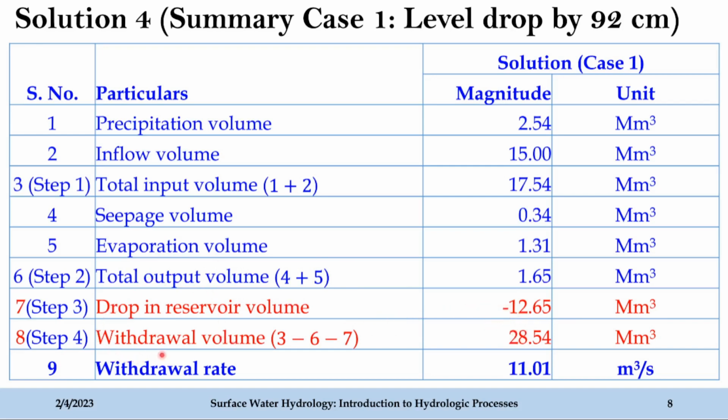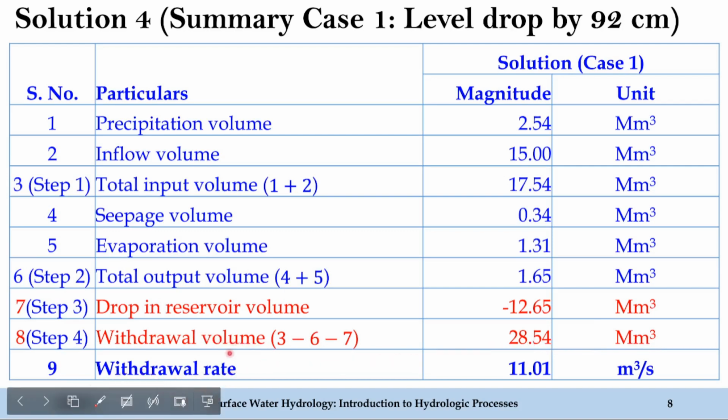In the next step, we estimated the withdrawal volume, and in order to find out the withdrawal volume, what we did is we subtracted serial number 6 and 7 from serial number 3. That is technically step 1 minus step 2 minus step 3, which yielded 28.54 millimeter cube as the total volume of water which is being withdrawn from the reservoir system.